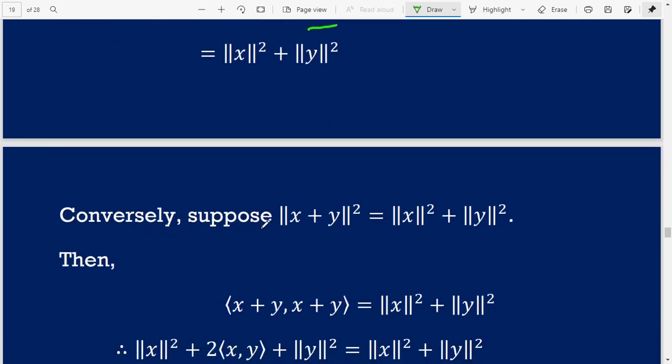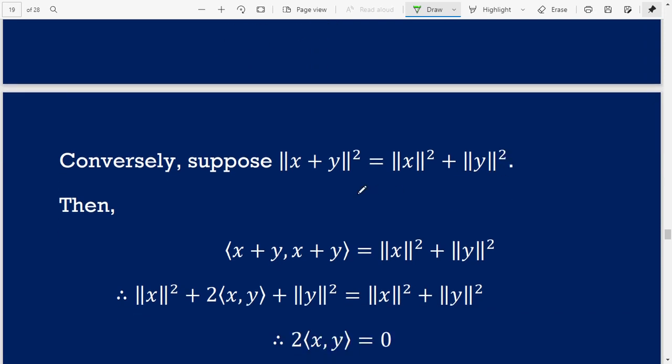Now conversely, suppose norm x plus y square is equal to norm x square plus norm y square. Then norm x plus y square is equal to inner product x plus y with x plus y, which is equal to norm x square plus norm y square. So norm x square plus 2 into inner product x with y plus norm y square is equal to norm x square plus norm y square.